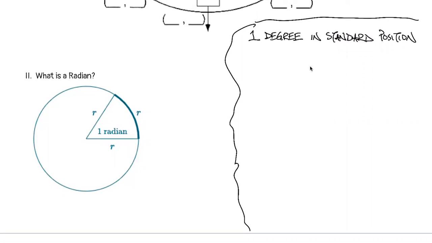So if you guys have access to the screen, let me know. Oh, okay, we got at least one person who has access. Draw an angle that is in standard position. Okay, so think about what we said earlier about what makes it in standard position. And I want that angle to be 1 degree big.